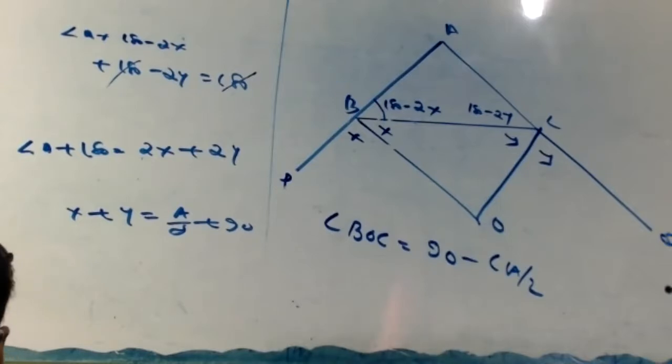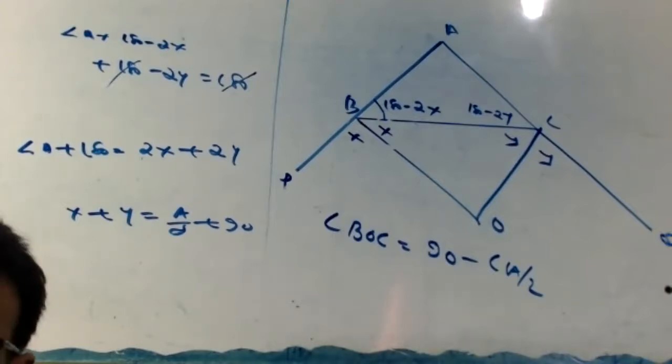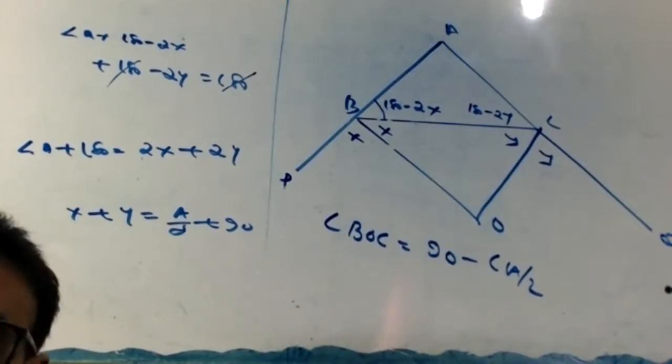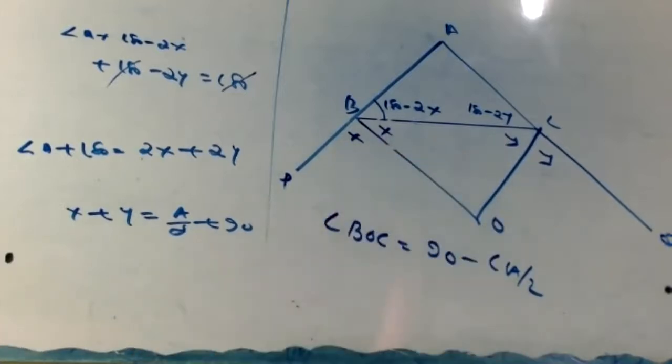Similarly, angle QCO equal to BCO equal to y. QCO equal to BCO equal to y. Okay. You mark it x, x here. Okay. Then after that, next line.